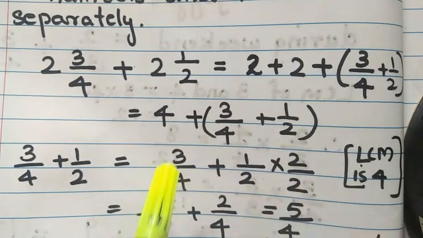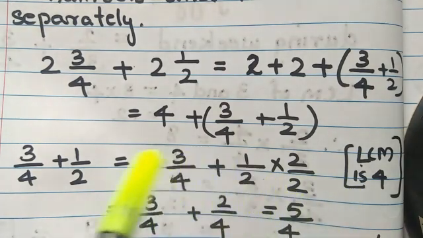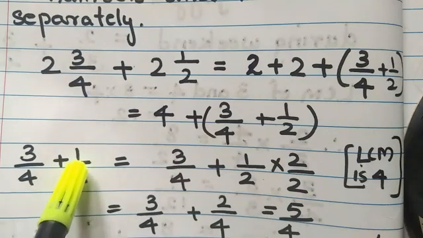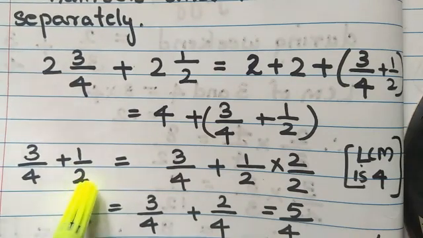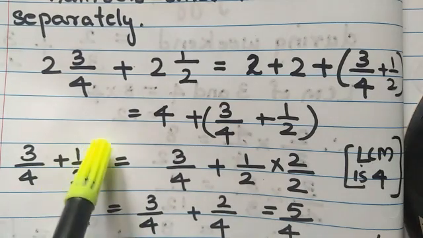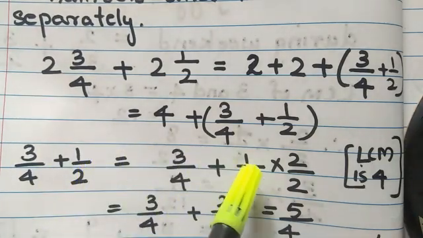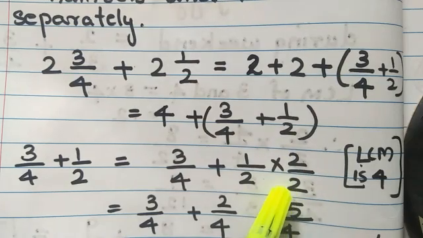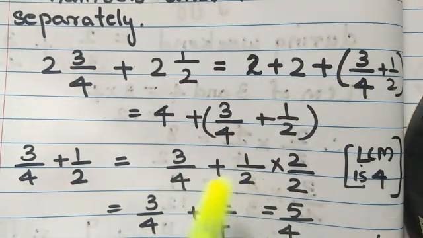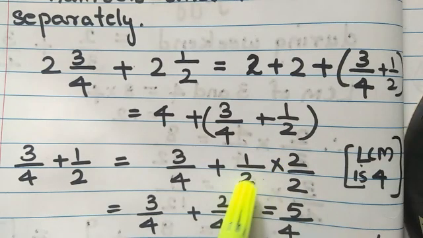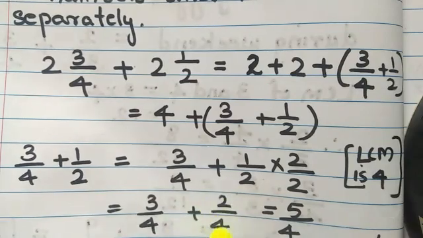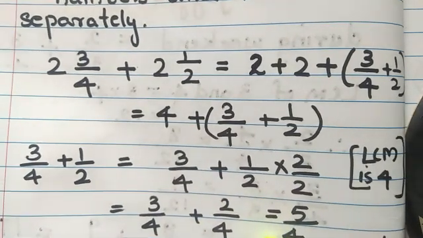Okay, understood? This LCM should be our new denominator. So we have to multiply the fraction with a number. 2 into 2 is 4. So this entire fraction should be multiplied by 2 by 2. Okay, so 3 by 4 plus 1 into 2, 2 by 2 into 2, 4. So we wrote 3 by 4 plus 2 by 4. What is the answer of 3 by 4 plus 2 by 4? 5 by 4. Okay.